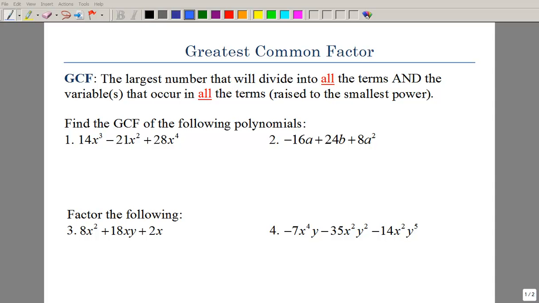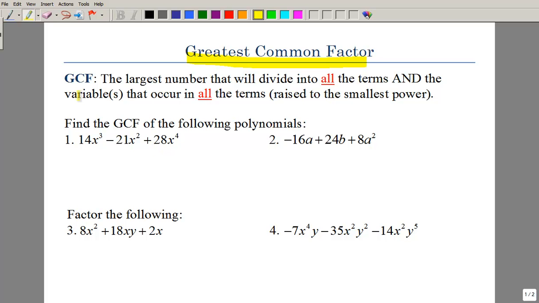We're going to start factoring polynomials, and of course, as you have learned in previous math classes, you should always look for what we call the greatest common factor, or we should refer to it possibly as the GCF. What is that GCF? The first thing we look for is the largest number that will divide into all the terms. And so as we look at number 1, 14, 21, 28, you should be thinking, well, they're all divisible by 7, and you're correct.